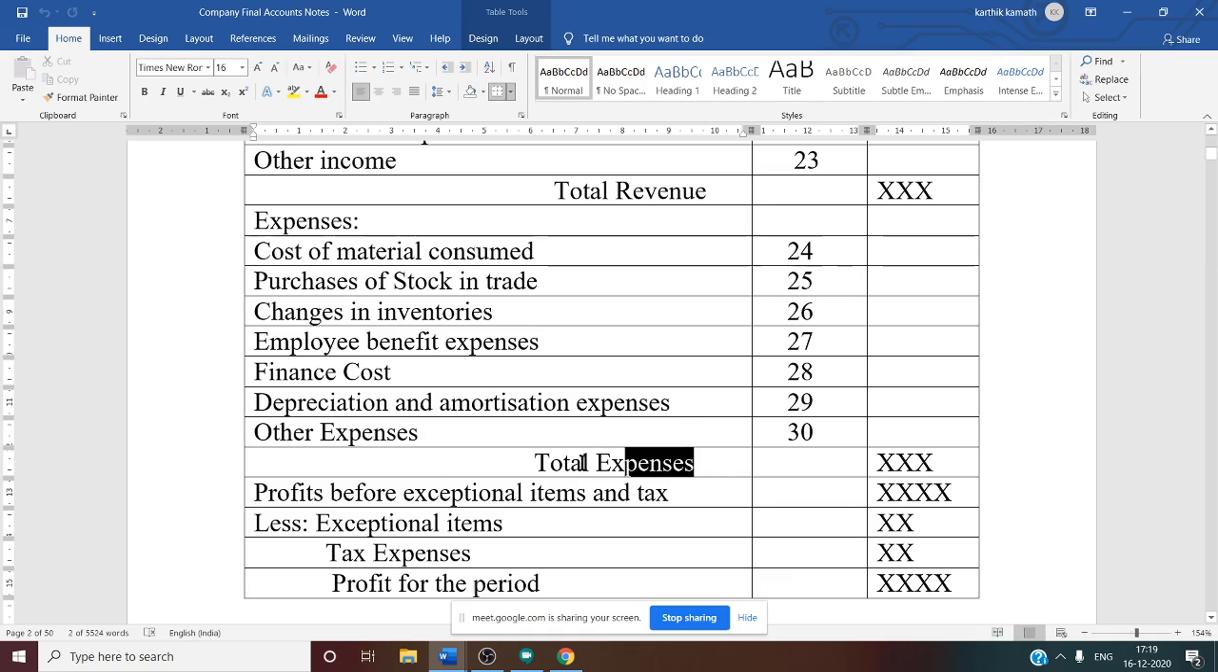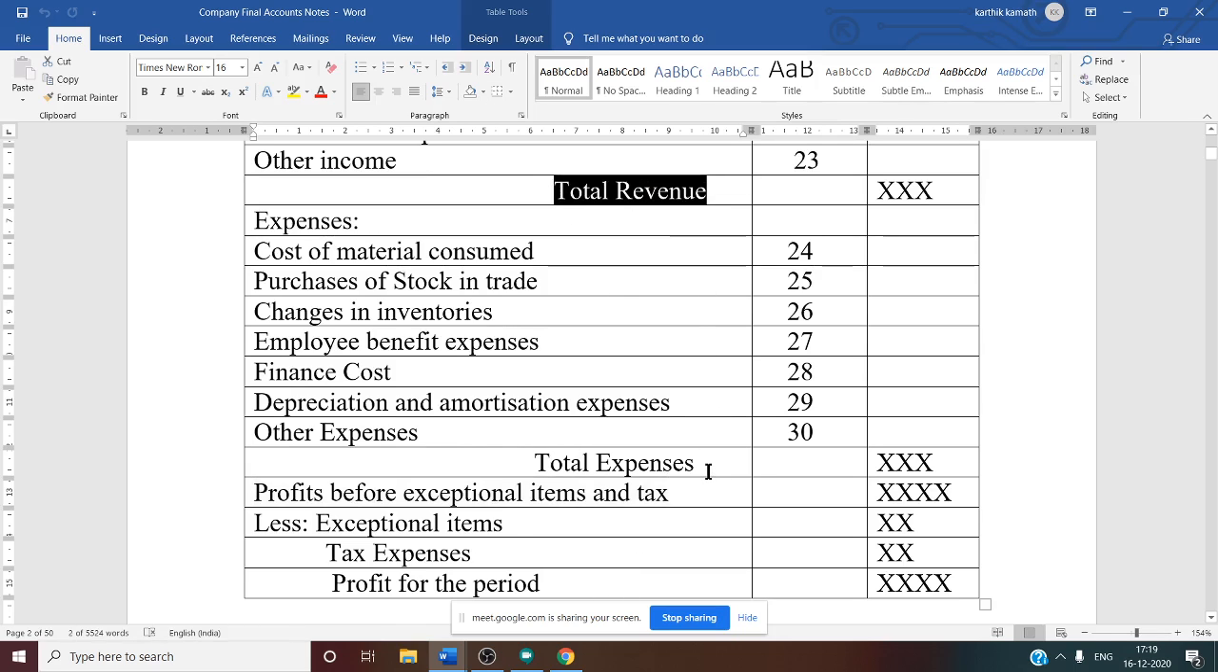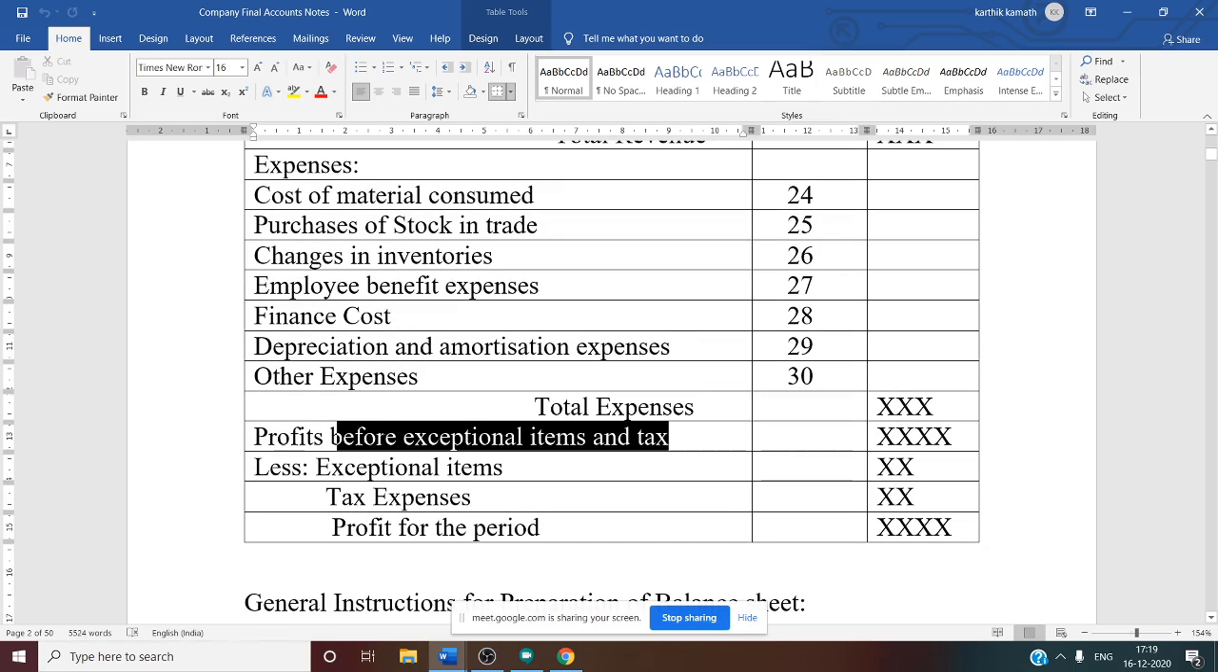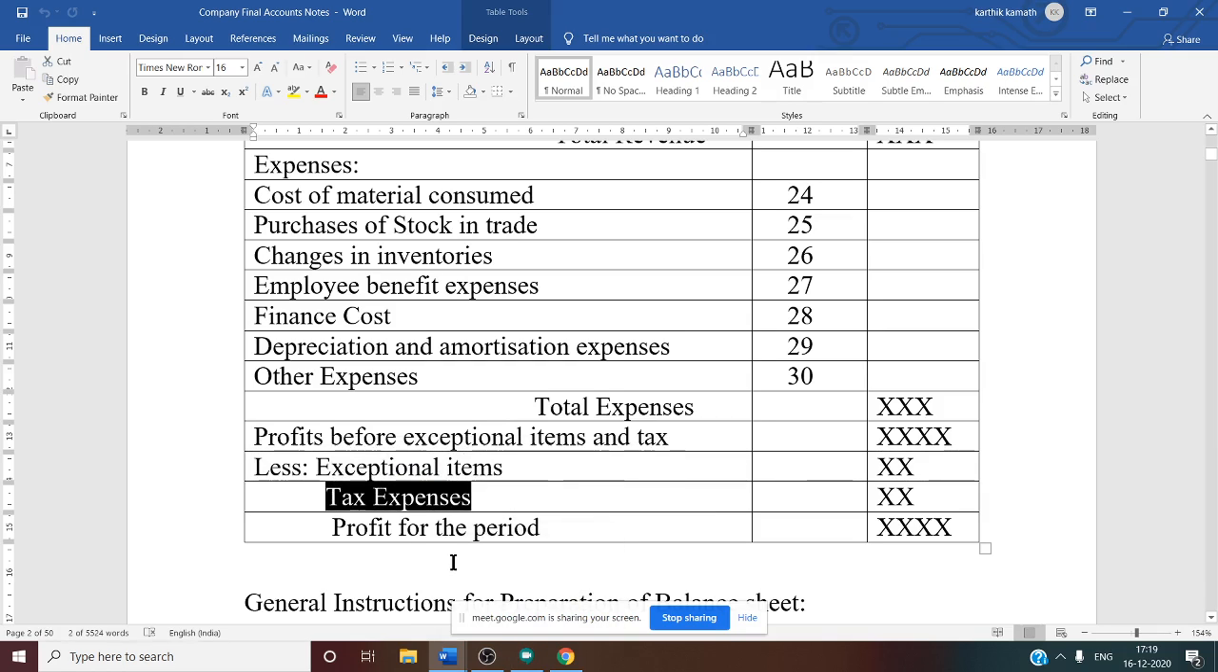Then you will get total expenses. So now we want the profit before exceptional items and tax. So total revenue answer minus total expenses answer, you will get profit before exceptional item and tax. And from this you have to deduct certain things. One is exceptional item. If any exceptional item is given, then you have to consider it, or else tax expenses. Taxation provision will be given in the adjustment, that you have to see.